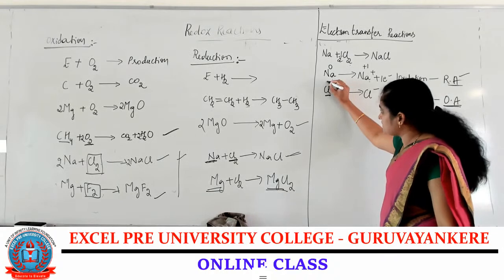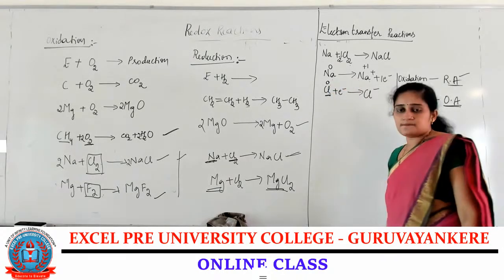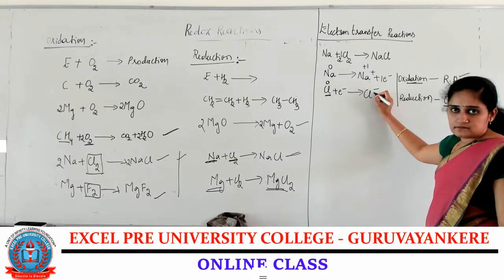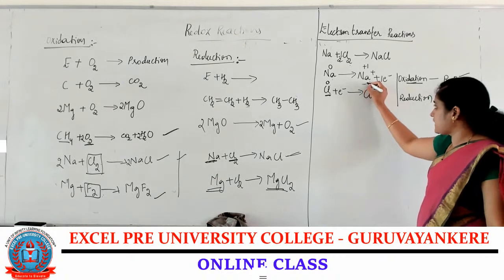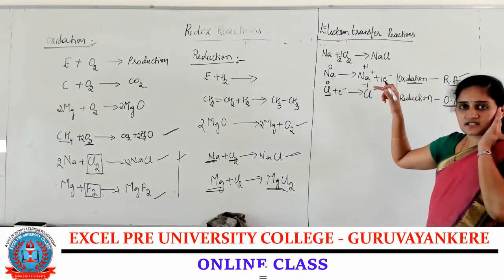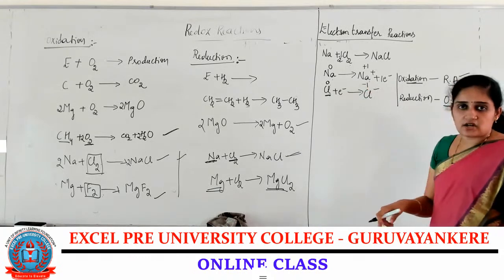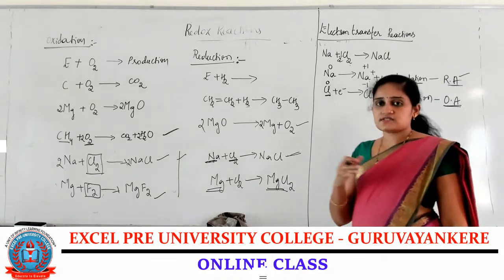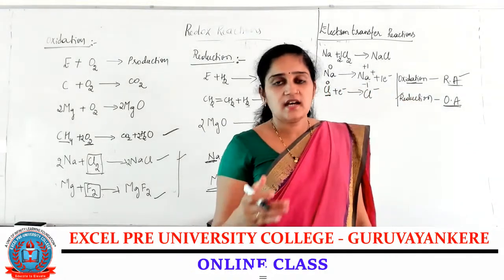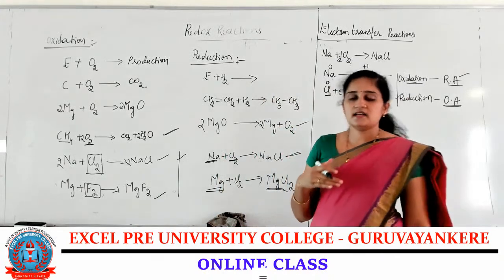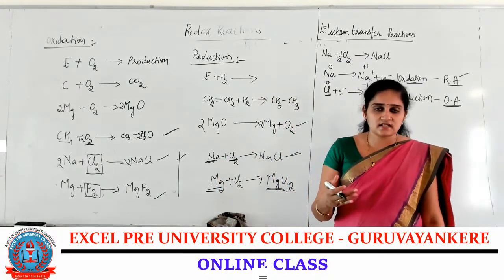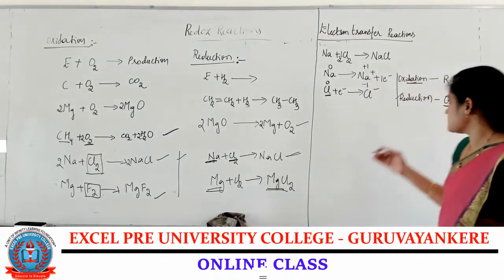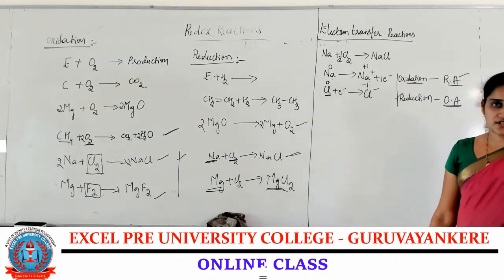Decreasing in the oxidation number: that is chlorine atom, 0 oxidation state, gives rise to Cl minus, oxidation state -1. 0 to -1 is nothing but a decreasing in the oxidation state, that is a reduction reaction. So increasing in the oxidation state is oxidation, decreasing in the oxidation state is the reduction reaction. So oxidation reaction and the reduction reaction take place simultaneously. That's why this reaction is considered as a redox reaction.